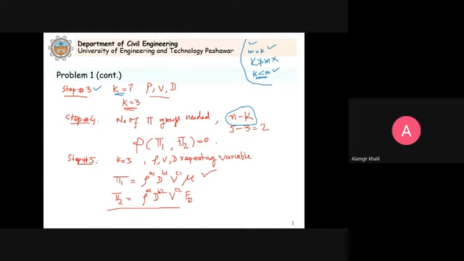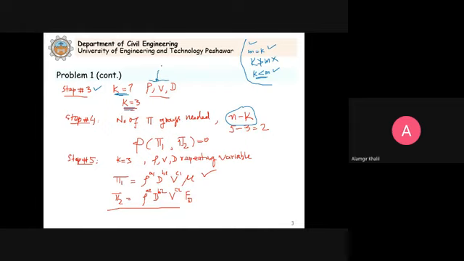Clear? The idea given in your textbook is why k is equal to 3, because they say that we consider these repeating variables. These are the repeating variables that we already consider.